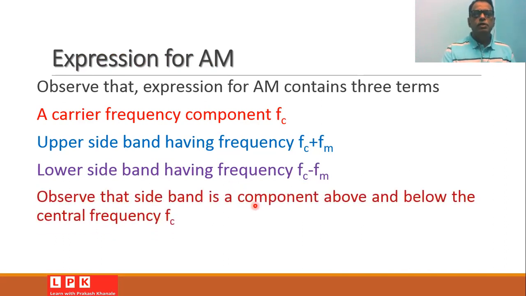So one can easily observe that there are two sidebands. The central frequency is the carrier frequency, on one side of which we have an upper sideband, and on the other side of which we have a lower sideband. So there are two sidebands present in the AM signal.